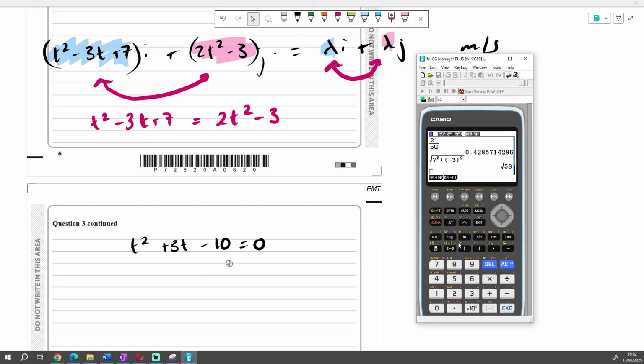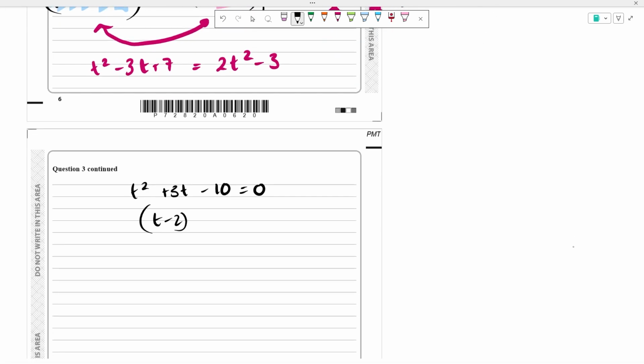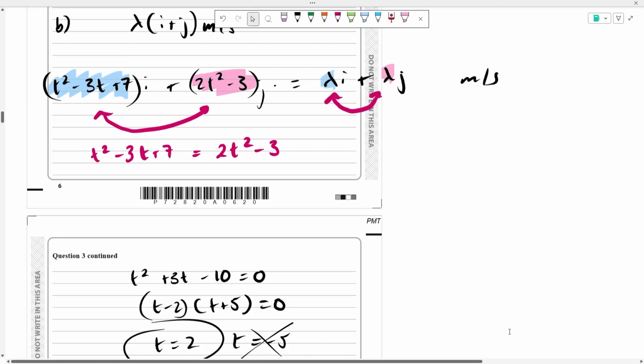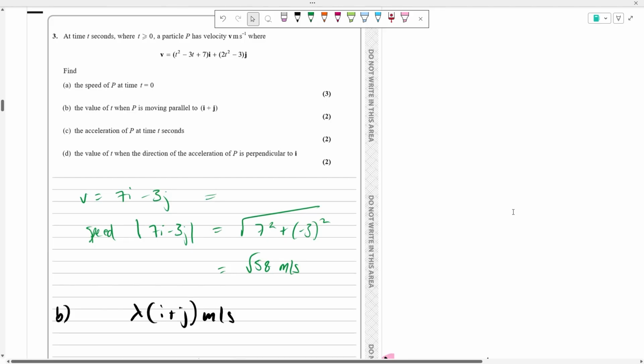I'm moving all the terms to one side and equating it to 0, and then I'm going to go into my calculator and solve it. That's going to be 1, 3, minus 10. You end up with two values of t, which I'm going to pretend to factorize. Therefore, t is equal to 2 and t is equal to minus 5. We can't have a negative value of t, therefore t must only equal 2. Perfect. Part C, the acceleration of p at time t seconds.